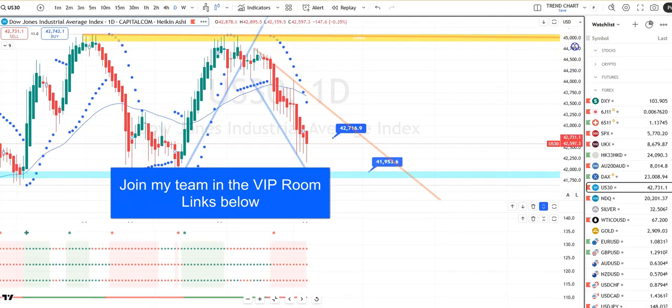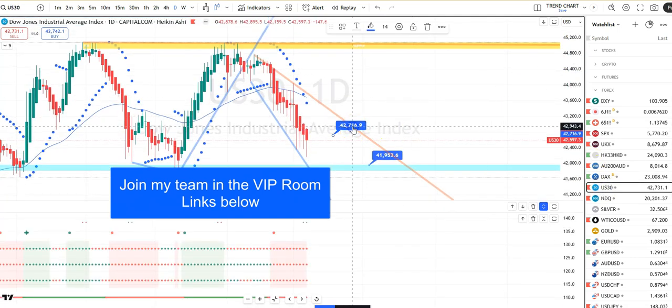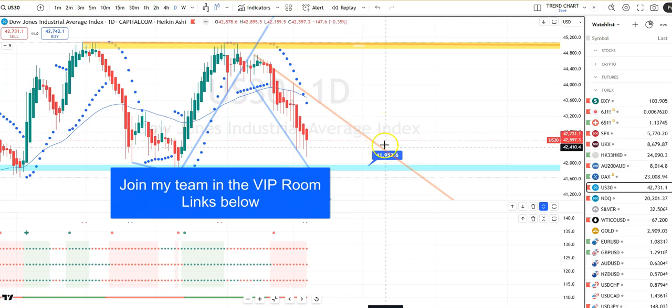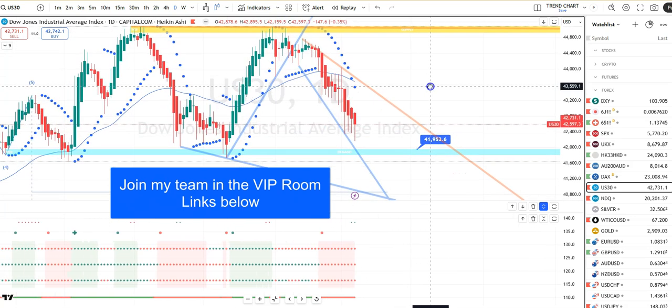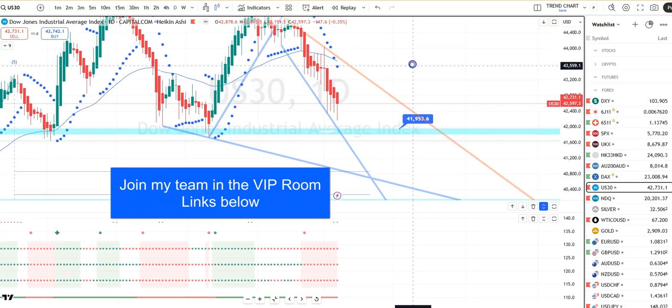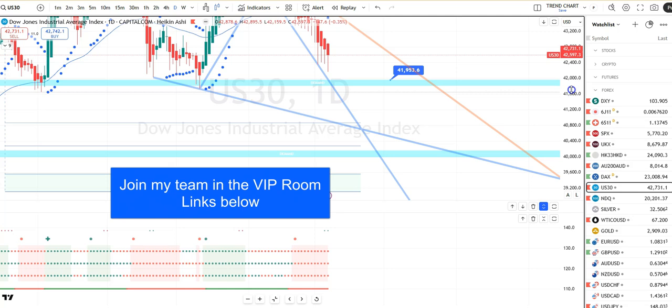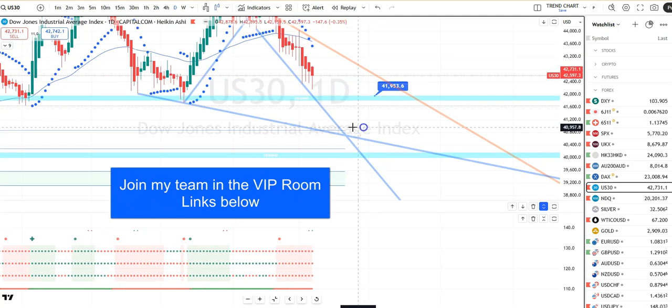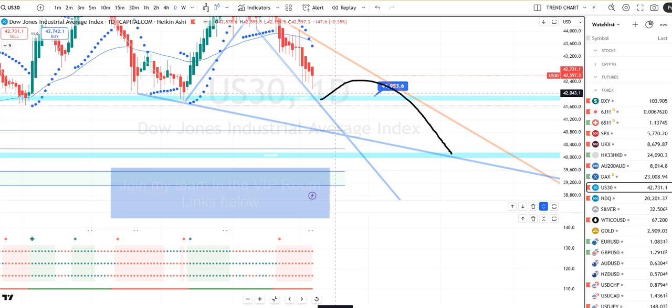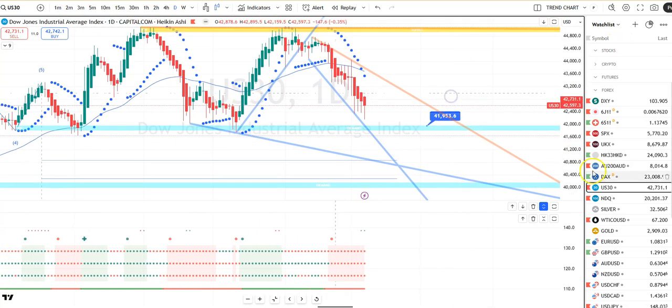Dow Jones Index. The Dow Jones Index reached our target, and it looks like it's reached our second target, 41,953, in the next few days. All the sellers are in. I do expect the price to resist this kind of area for the moment, but then I do expect further downside. If that momentum continues, then it could come down to 40,000 into next week.